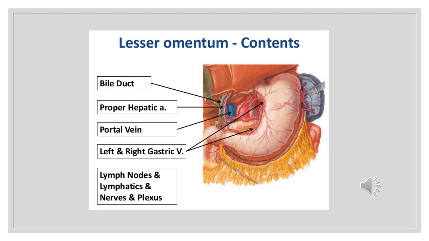Once more, summarizing the contents of the lesser omentum. The right free margin contains the hepatic artery proper, portal vein, bile duct, lymph nodes and lymphatics, and the hepatic plexus of nerves. Along the lesser curvature of the stomach and the upper border of the adjoining part of the duodenum, it contains right gastric vessels, left gastric vessels, gastric group of lymph nodes and lymphatics, and branches of gastric nerves.